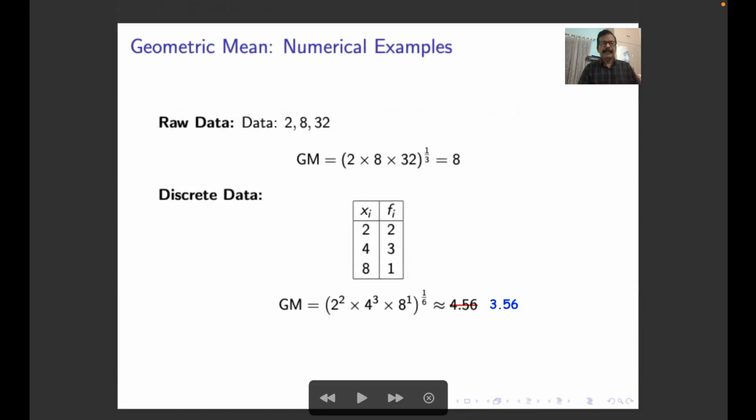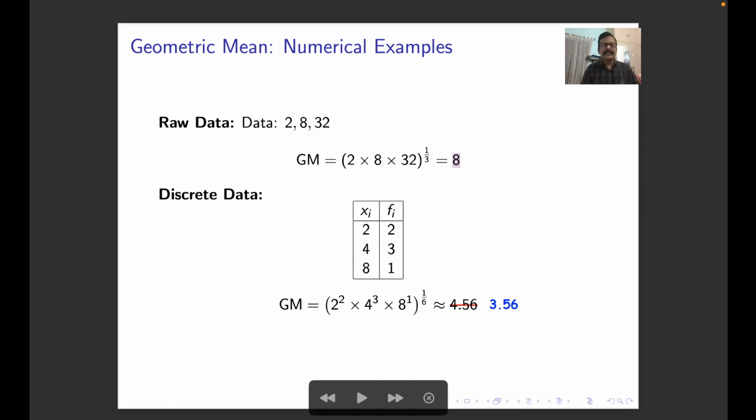Let us consider some examples to illustrate these concepts. Once we have a raw data, say here are 3 data points, 2, 8, 32. Then geometric mean is the product of these numbers, 2 into 8 into 32, whole raised to 1 by 3, because there are 3 observations. So cube root of 2 into 8 into 32. That is nothing but 8. So geometric mean is 8.